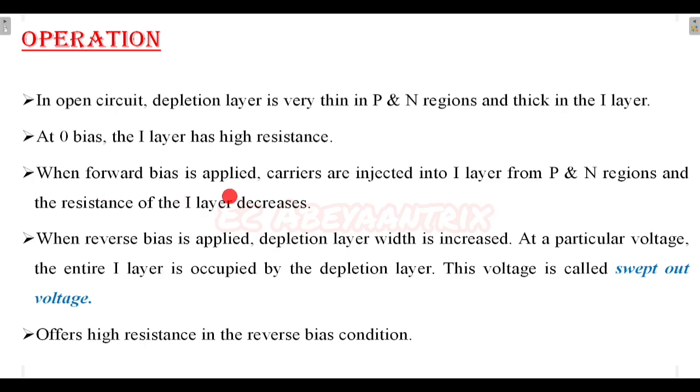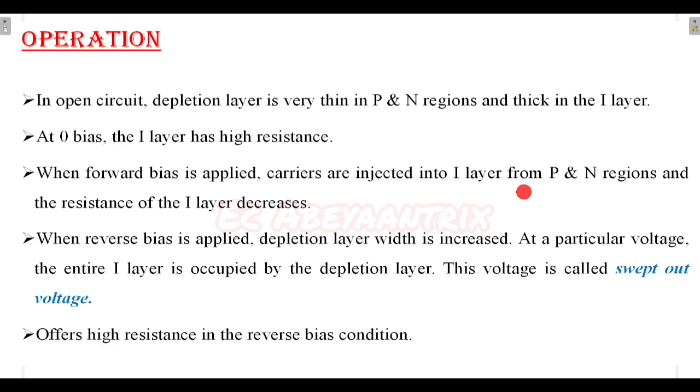When the forward bias is applied, this is the second case of operation. When forward bias is applied, that is, the P type is connected to the positive terminal of the battery and the N type is connected to the negative terminal of the battery. Same operation as in a PN junction diode, same connection. But in that case, the carriers will start flowing from the P type and N type regions into the intrinsic layer simultaneously.